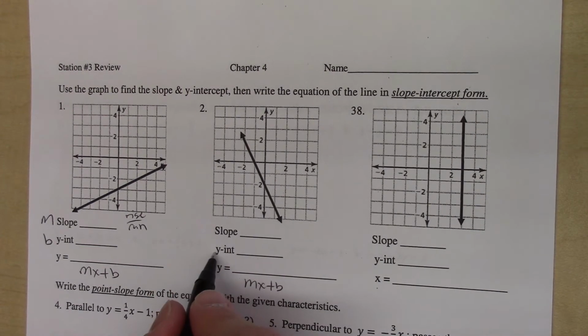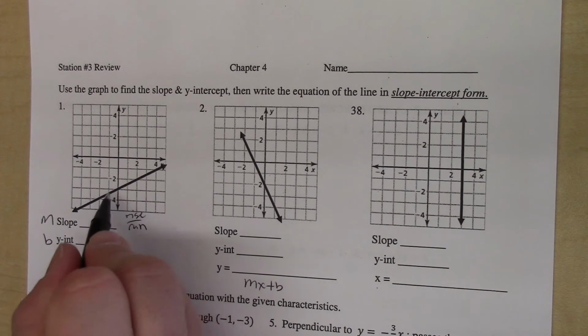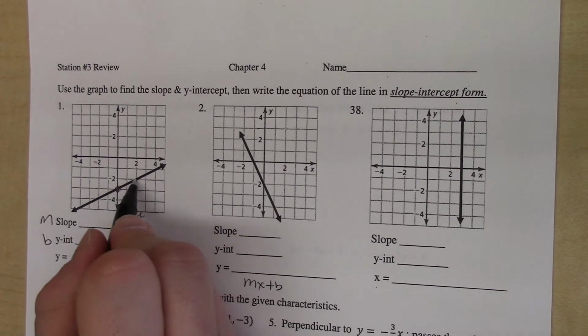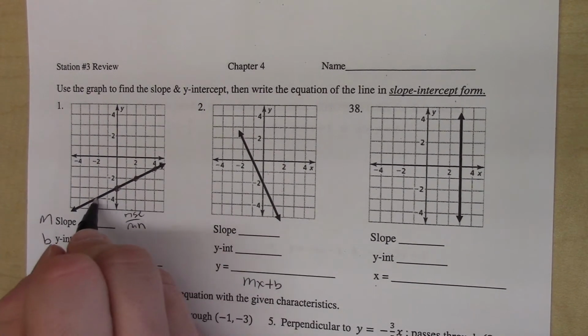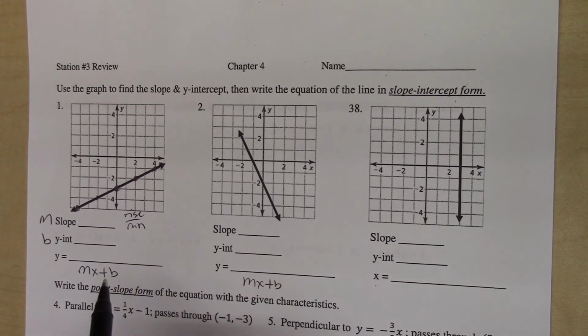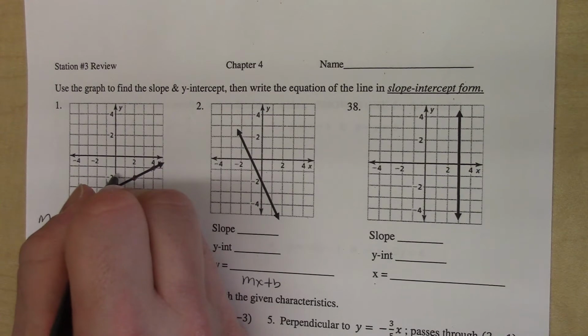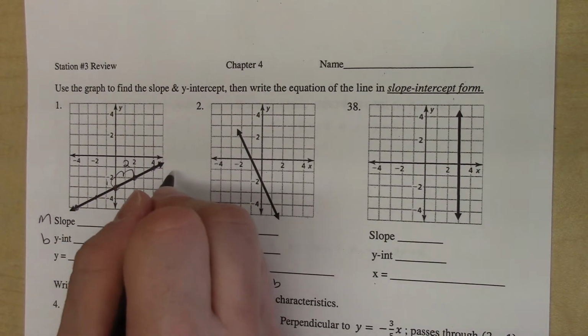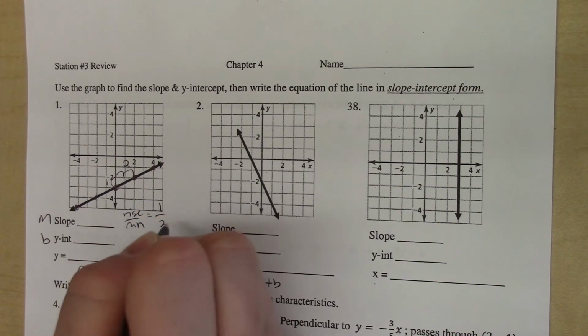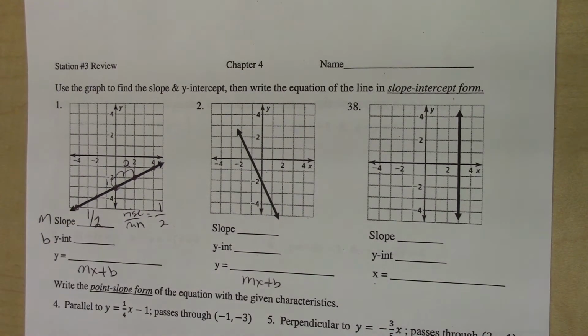So again, this is my m and b. How do I find the m? Remember, pick 2 points. I see a point here, I see a point here, I see a point here, I see a point here, I see a point here. Between any 2 points, just figure out your rise over your run. Between here and here, I would rise 1 and I would run 2. So my rise over run is 1 over 2, which guess what? That means the slope is 1/2, right?